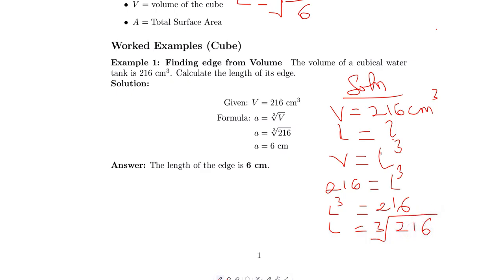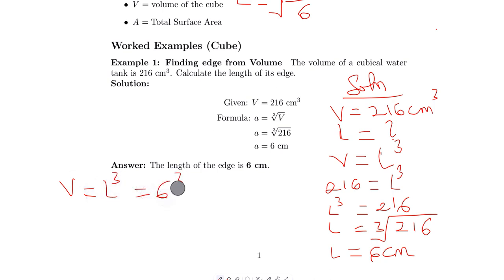That means a number you multiply in 3 places that will give you 216. And what's that number? That is 6 centimeter. So if the question comes like this, if the question says the length of a cube is 6 centimeter, find the volume. Look, the length of a cube is 6 centimeter, find the volume. Volume is L raised to power 3, and that's what?